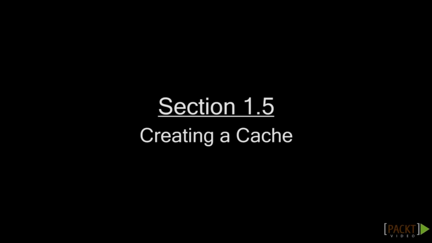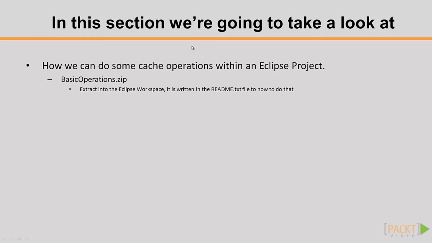In the previous video, we learned how to start a cache server in Eclipse. In this video, we're going to look at some cache operations within the Eclipse project. Before getting started, you should have downloaded and extracted the basic operations zip file and then import it into your workspace. In the readme.txt file, you'll find details on how you can extract it.